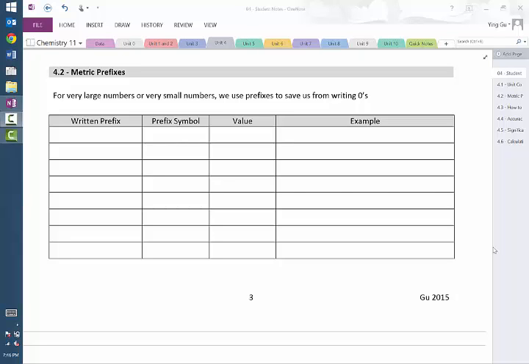Metric prefixes are little letters or symbols we add in front of a unit to change how big or how small that unit is by factors of 10. I'm going to give you a list of these. I'm going to write them down first, and then I'm going to explain what they are.